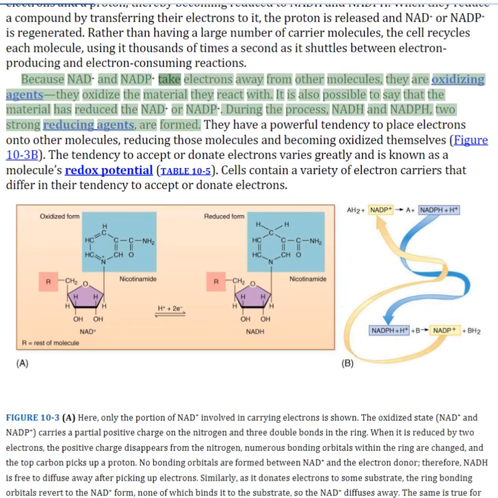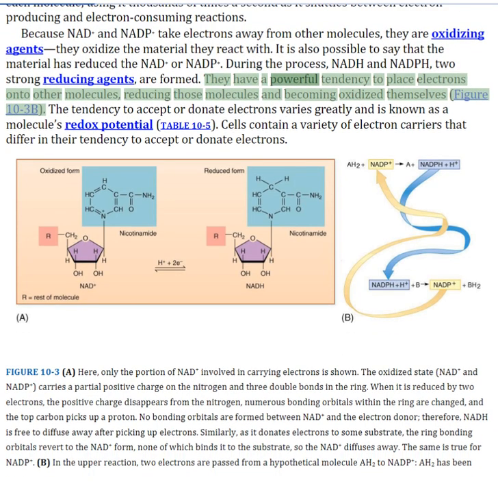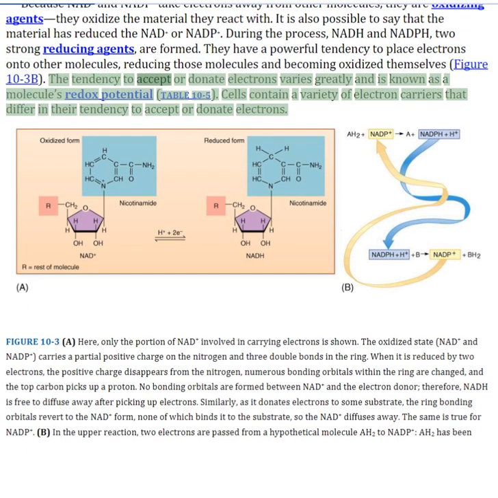Because NAD and NADP take electrons away from other molecules, they are oxidizing agents. They oxidize the material they react with. It is also possible to say that the material has reduced the NAD or NADP. During the process, NADH and NADPH, two strong reducing agents, are formed. They have a powerful tendency to place electrons onto other molecules, reducing those molecules and becoming oxidized themselves. The tendency to accept or donate electrons varies greatly and is known as a molecule's redox potential. Cells contain a variety of electron carriers that differ in their tendency to accept or donate electrons.